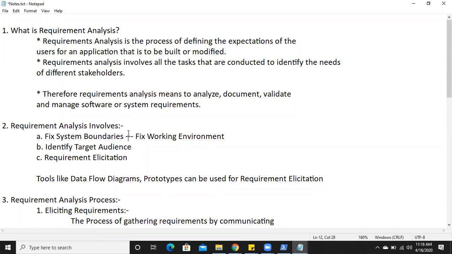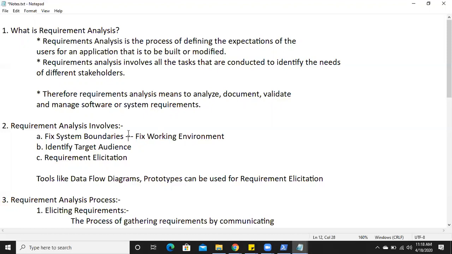So let's move to the second step. The second phase is to identify the target audience. The third phase is basically the requirement elicitation. Requirement elicitation is a very important point, a very important perspective, because in order to build a particular system, in the requirement elicitation we use different kinds of tools. Now, what is the meaning of requirement elicitation? We will discuss it in detail in further minutes. So let's study the tools which are used in requirement elicitation.